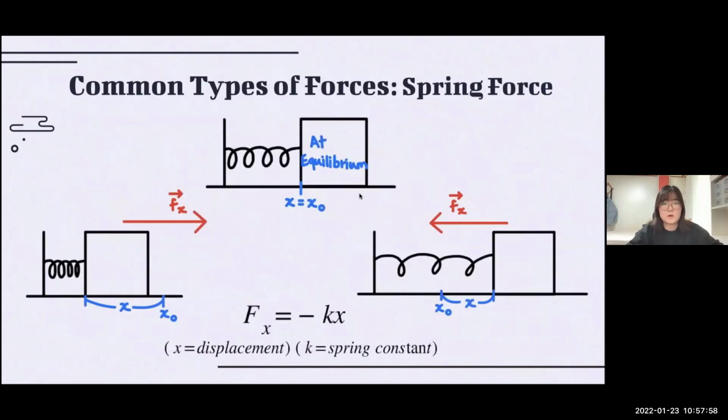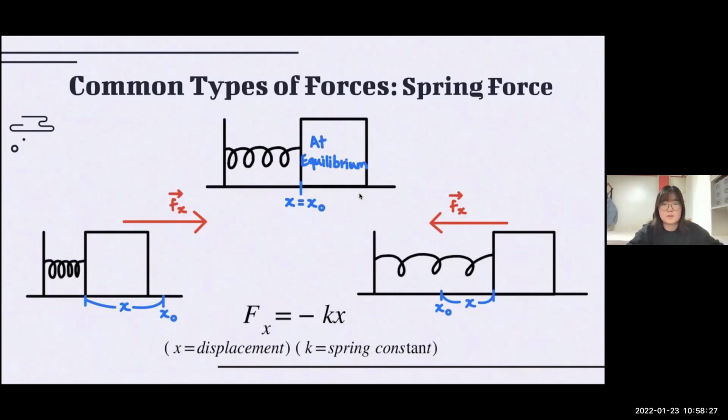The last force we're going to talk about is a spring force. When a spring is stretched or compressed from its unstressed position by a displacement x, the force it exerts is found to be negative kx, which is known as Hooke's law. So when the spring is in its unstressed position, which is in stable equilibrium, x equals 0, so that the net force becomes 0.